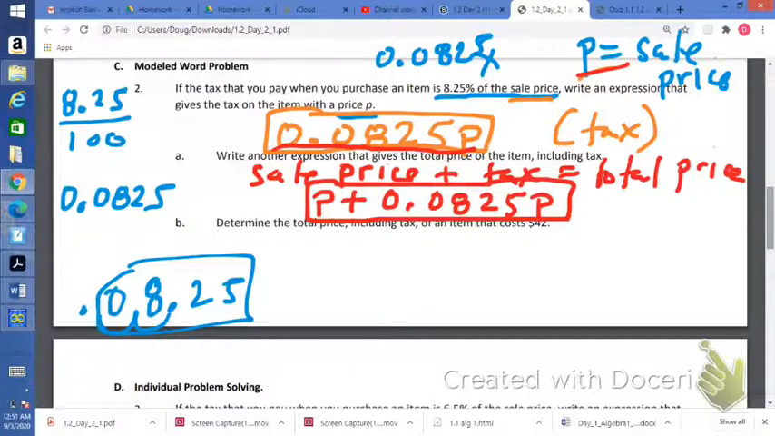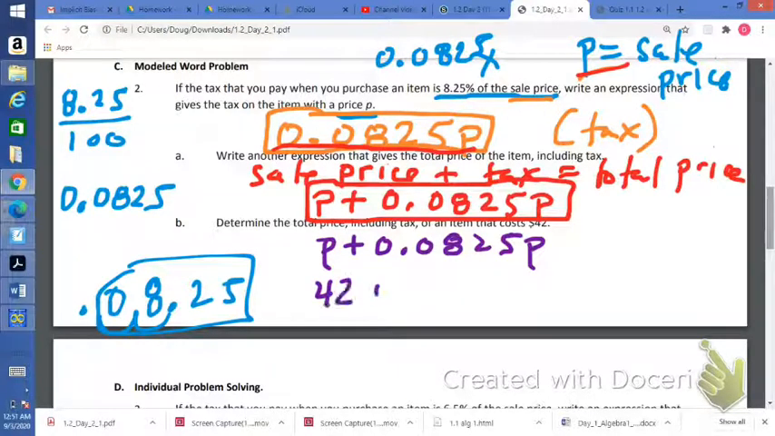Now we're going to determine the total price including tax on an item that costs $42. So P plus 0.0825P. The sale price is 42, so plug it in for P.